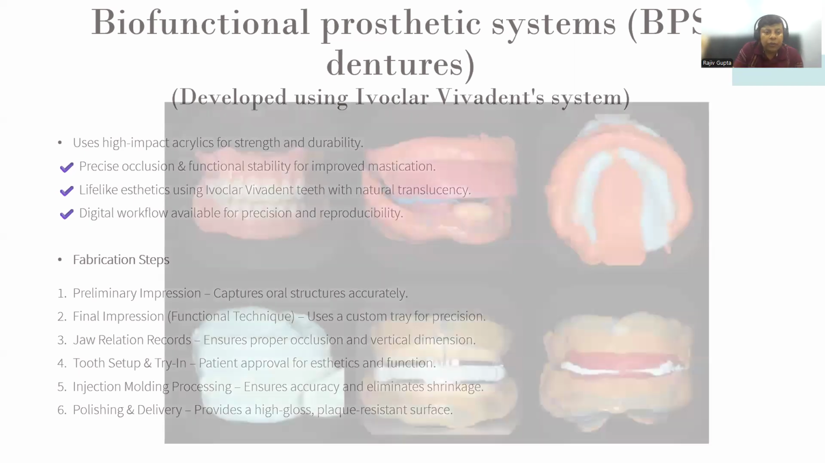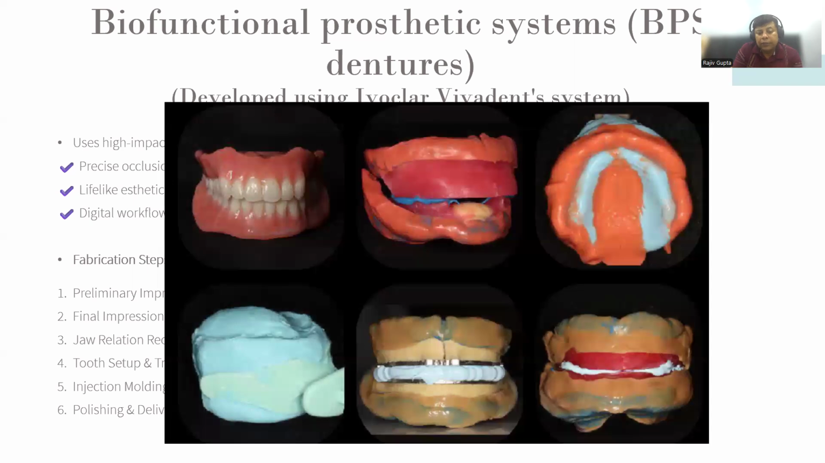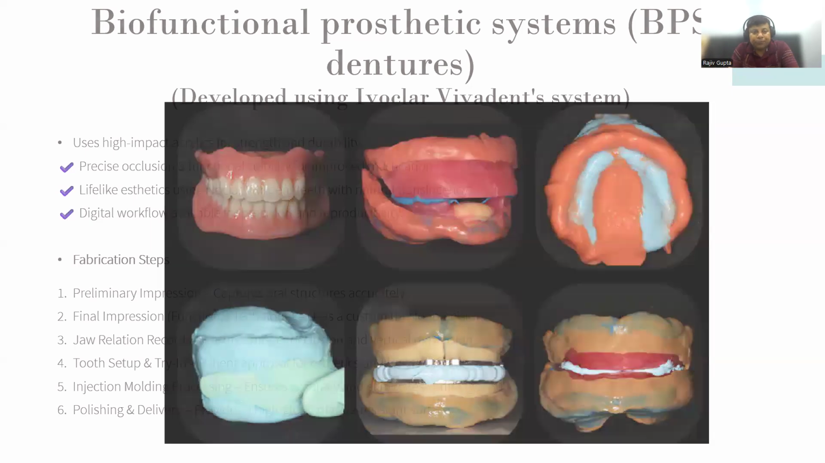I'll be showing you a photograph. So this is how it works. They have a special tray which will make the maxillary and the mandibular functional impression. Then we have a setup to record the right jaw relation. They can scan it, or we can have it in a manual form also. With the help of injection molding for processing, the main key feature of this Ivoclar Vivadent system is that we are not going for a conventional packable methyl methacrylate system. We are using an injectable methyl methacrylate system, which has better advantages over packable systems.